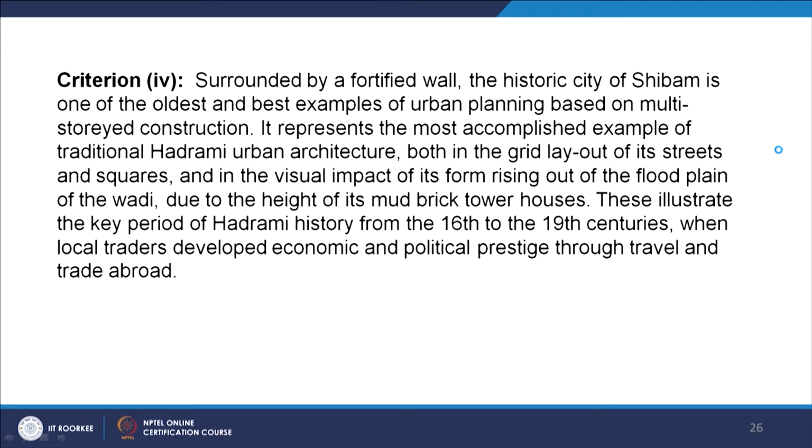Similarly, it is one of the best examples of urban planning based on multi-storied construction. It represents the most accomplished example of traditional Hadrami urban architecture, both in the grid layout of its streets and squares, and in the visual impact of its form rising out of the floodplain of the Wadi. This whole form indicates the key period from the 16th to the 19th century, when the local traders developed economic and political prestige through travel and trade abroad.